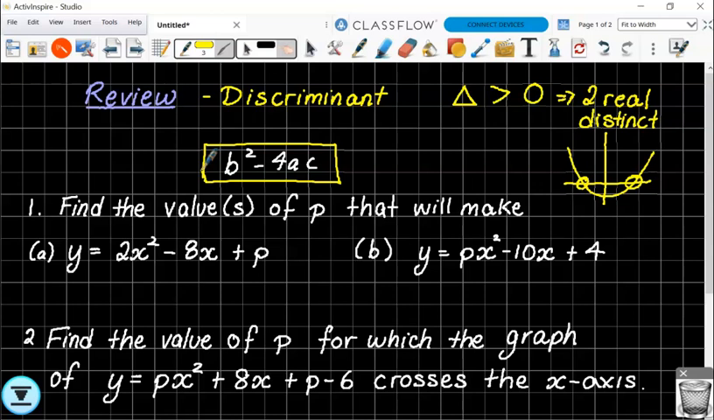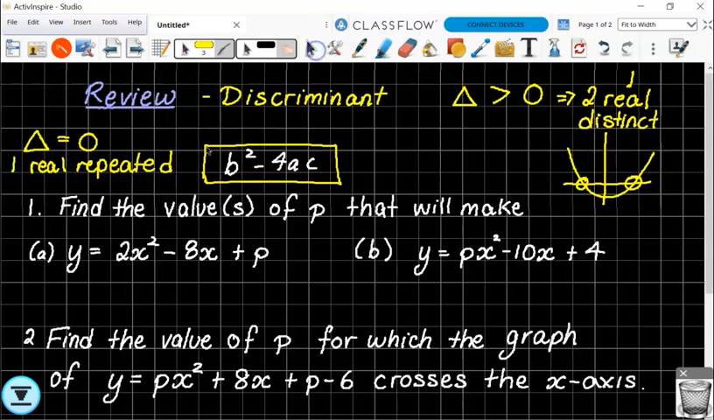Obviously, if the discriminant was to equal 0, what does that mean? Yeah, 1 repeated. So again, is it just 1 repeated? We're missing 1 extra word there. Can't be distinct. It has to be real. Okay? So this would be 1 real repeated root. And what does that look like graphically? When it lies on the x-axis. Fantastic. When it lies on the x-axis, or if it touches the x-axis.